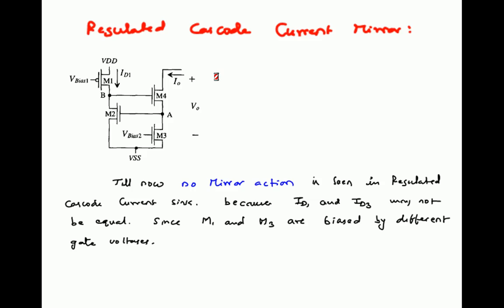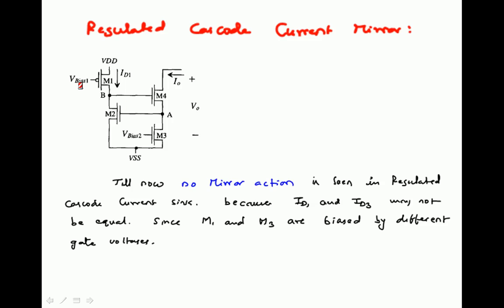Next, the regulated cascode current mirror. The diagram we have discussed till now is nothing but a regulated cascode current sink, because no mirror action has taken place yet. We have not discussed anything about the mirror action. So I naught is independent of ID1. Look at this diagram clearly.